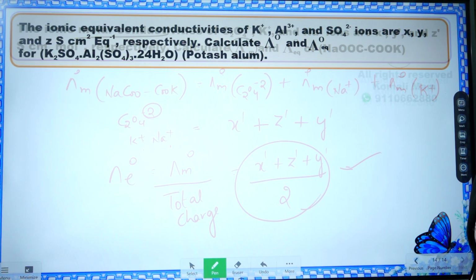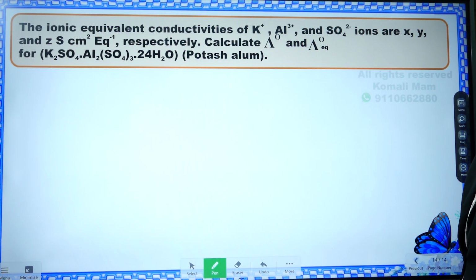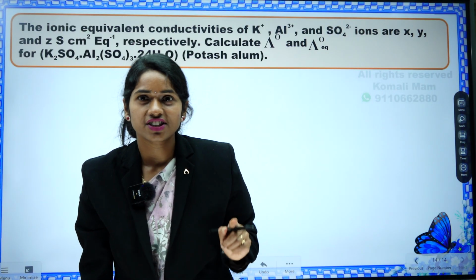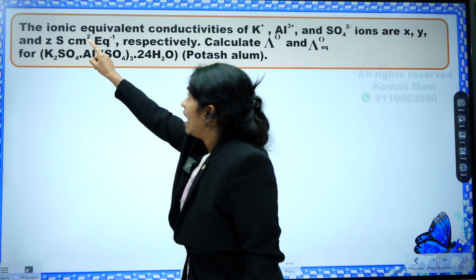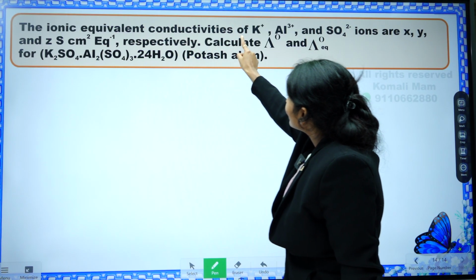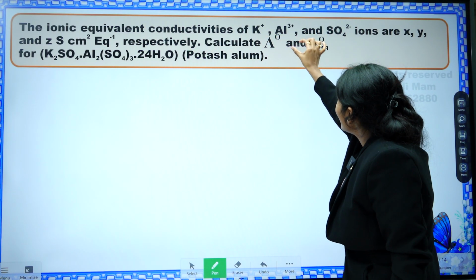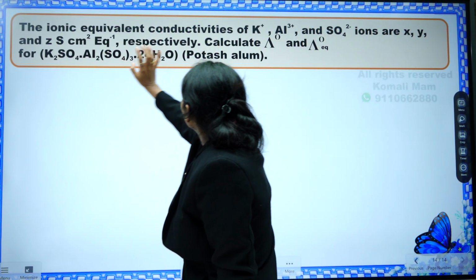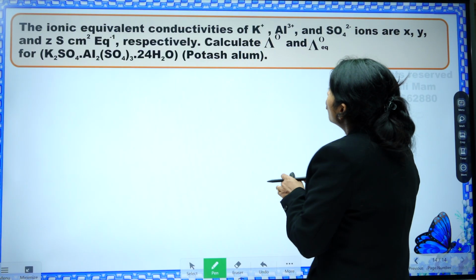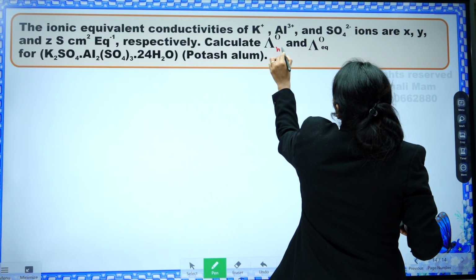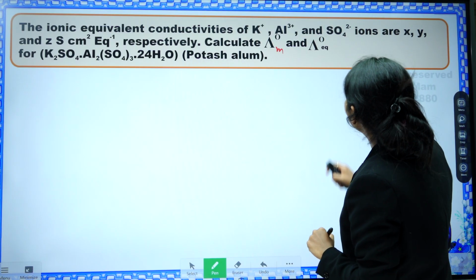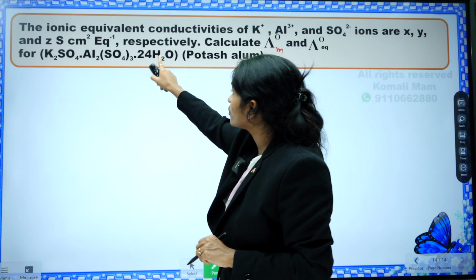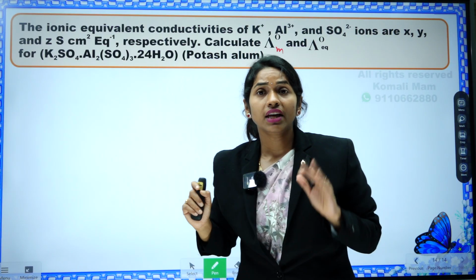Done? Next, last question. Most interesting question. See this question. The ionic equivalent conductivities of K+, Al3+ and sulfate ions are X, Y and Z respectively. Calculate limiting molar conductivity at infinite dilution and limiting equivalent conductivity for K2SO4, Al2(SO4)3, potash alum, they are asking.